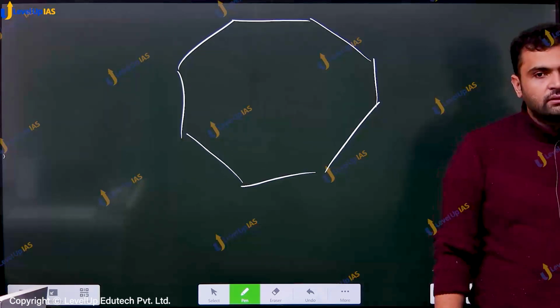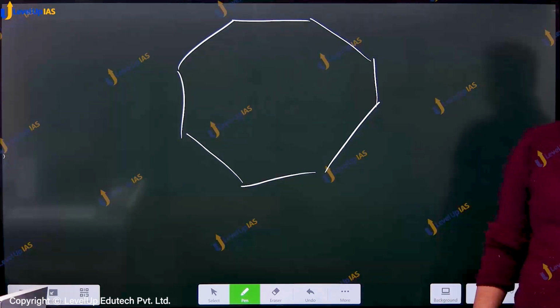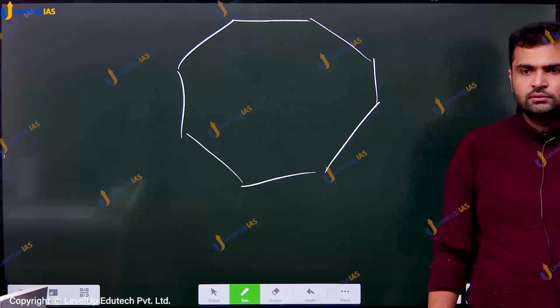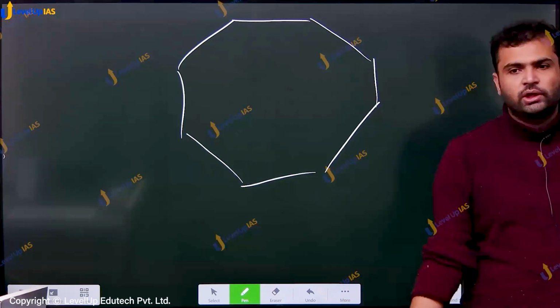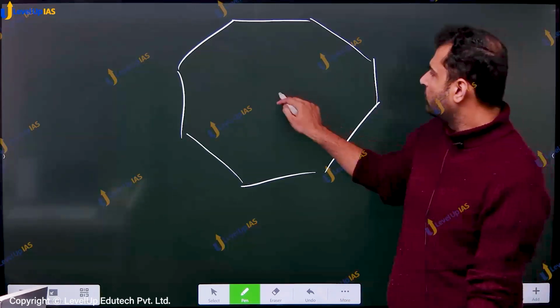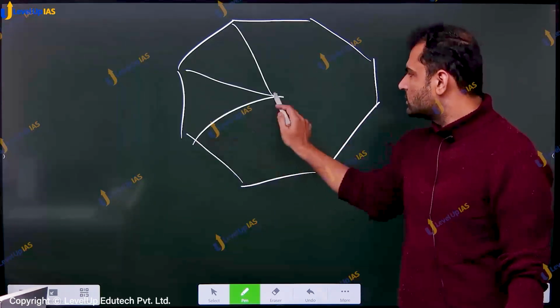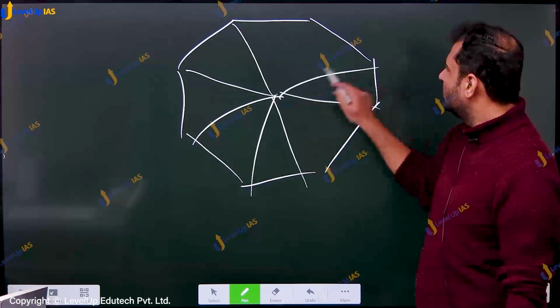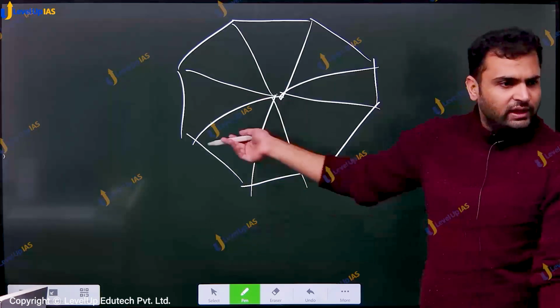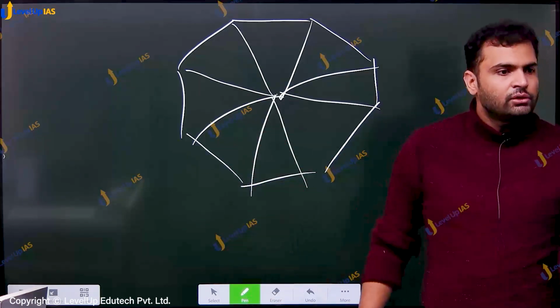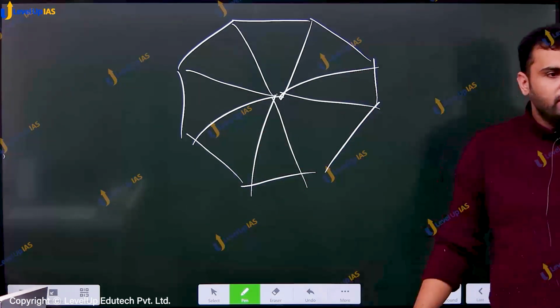What is each angle? How do we calculate? If you remember the formula, you can put it directly, no problem. But if you don't, take a point in the center and form the triangles. Just tell me how many triangles are formed. How many triangles can you form? 8, because there are 8 sides. So for any n-gon, you can form n triangles.